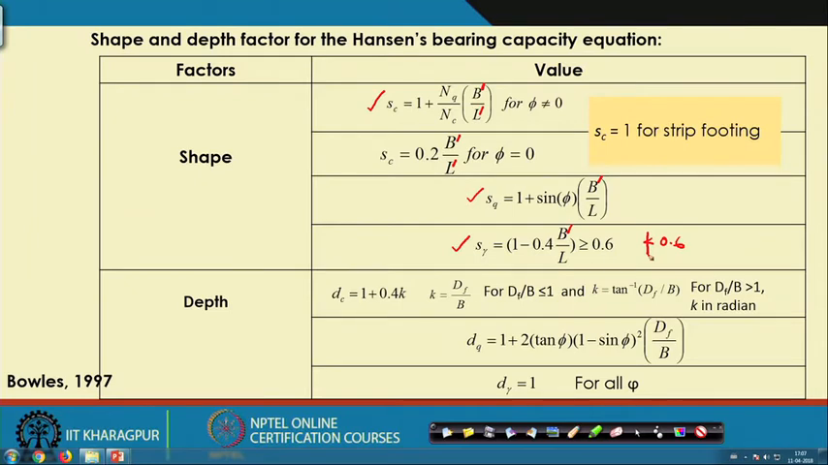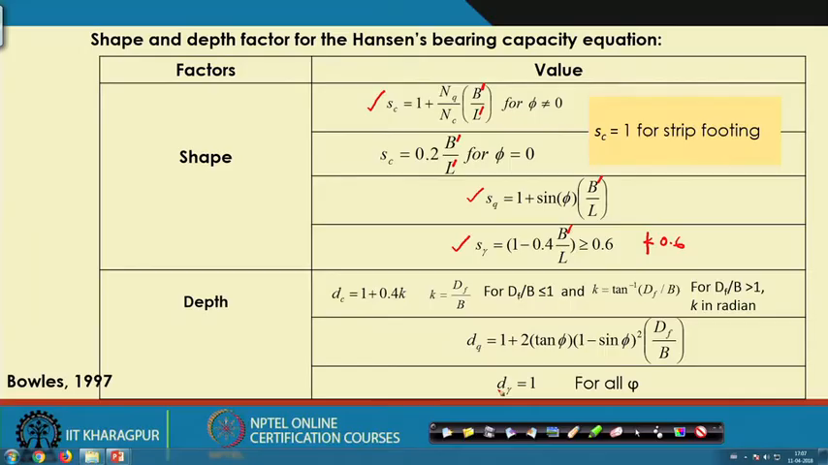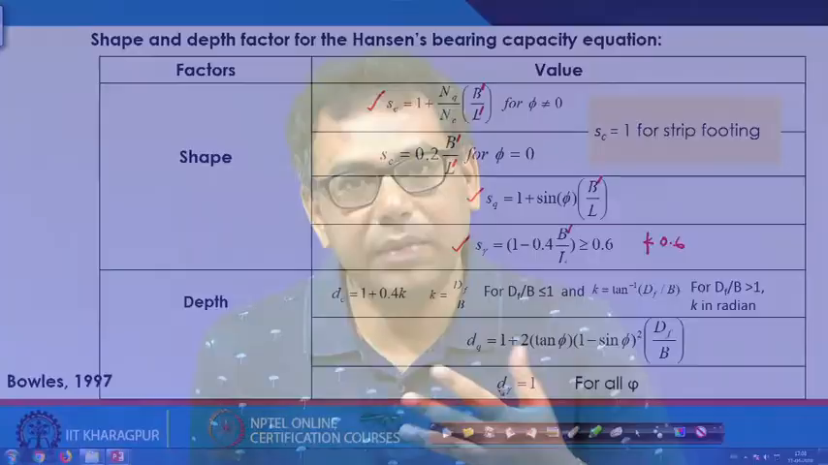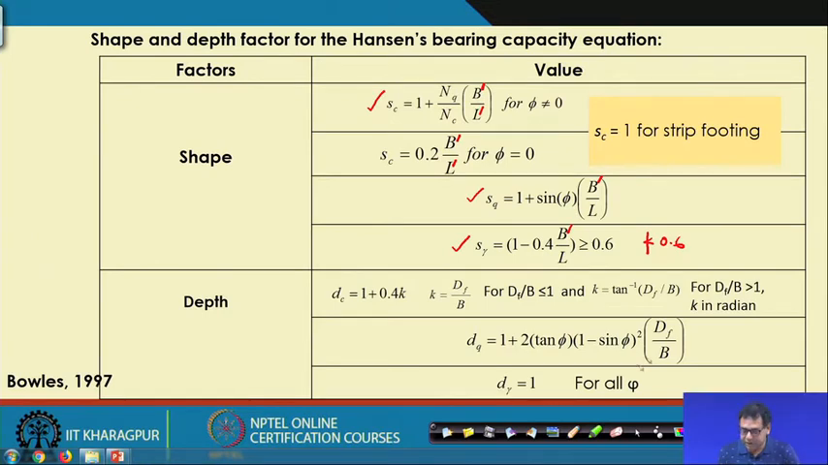But when we are determining the Dc, Dq and D gamma, as per Hansen's suggestion, we will use B. Remember that we will not use B dash. The idea is that the effective area will mainly affect the shape factor, so that is why it is not used for the depth factor. This is the difference from Meyerhof, because in Meyerhof we are using B dash, L dash for both the shape factor and the depth factor. But here in the shape factor we are using B dash, L dash, and in the depth factor we are using B. So, this is the Dc.